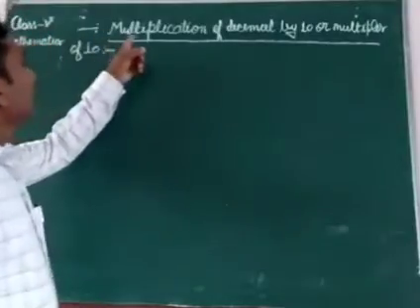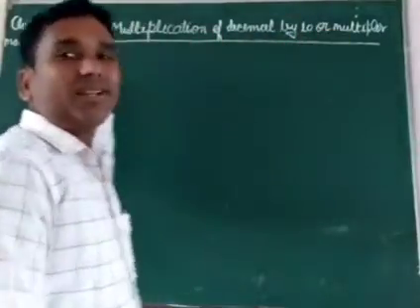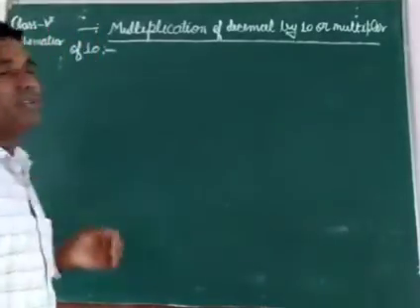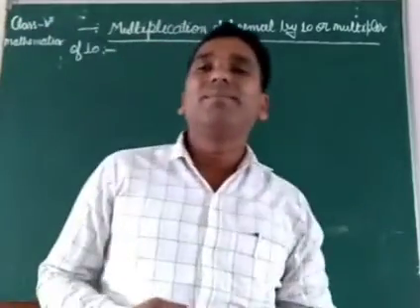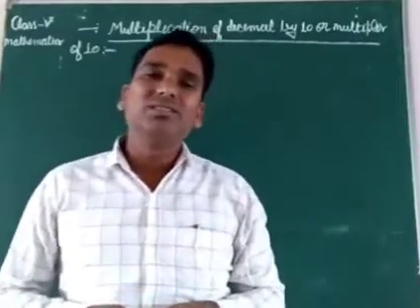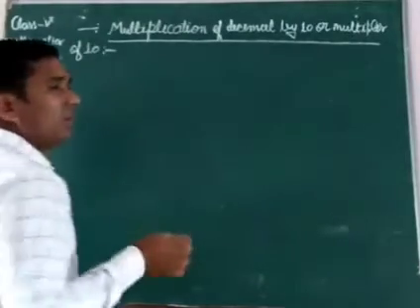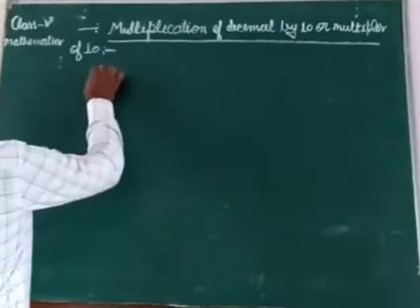My today's topic: multiplication of decimal by 10 or multiples of 10. In this video, I will tell you how we will multiply any given number by 10, 100 or 1000. In this order, let us see one example here.